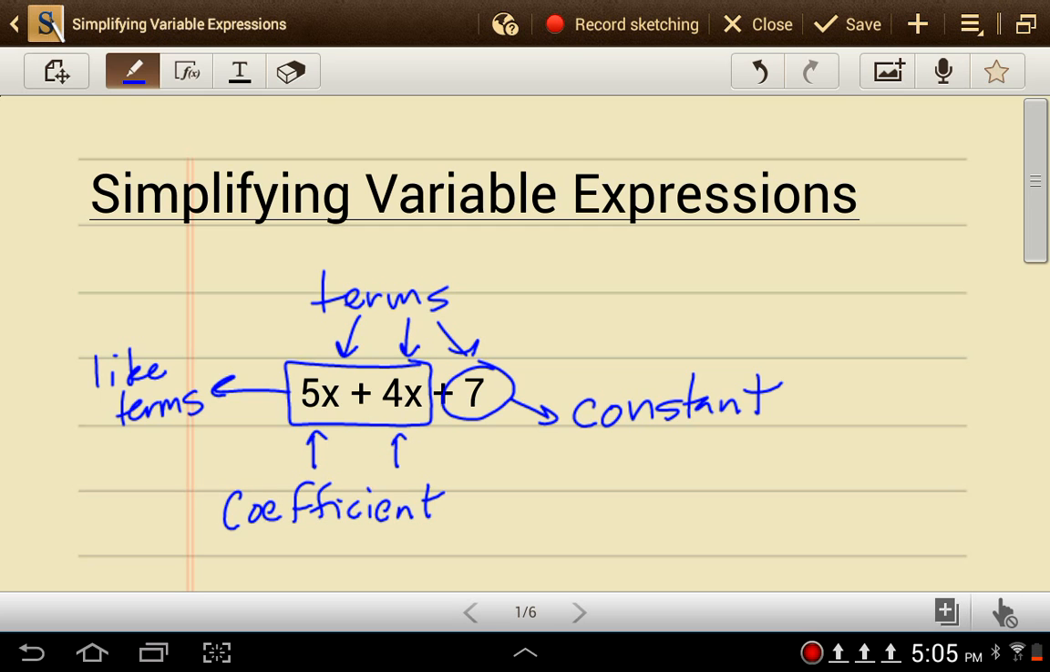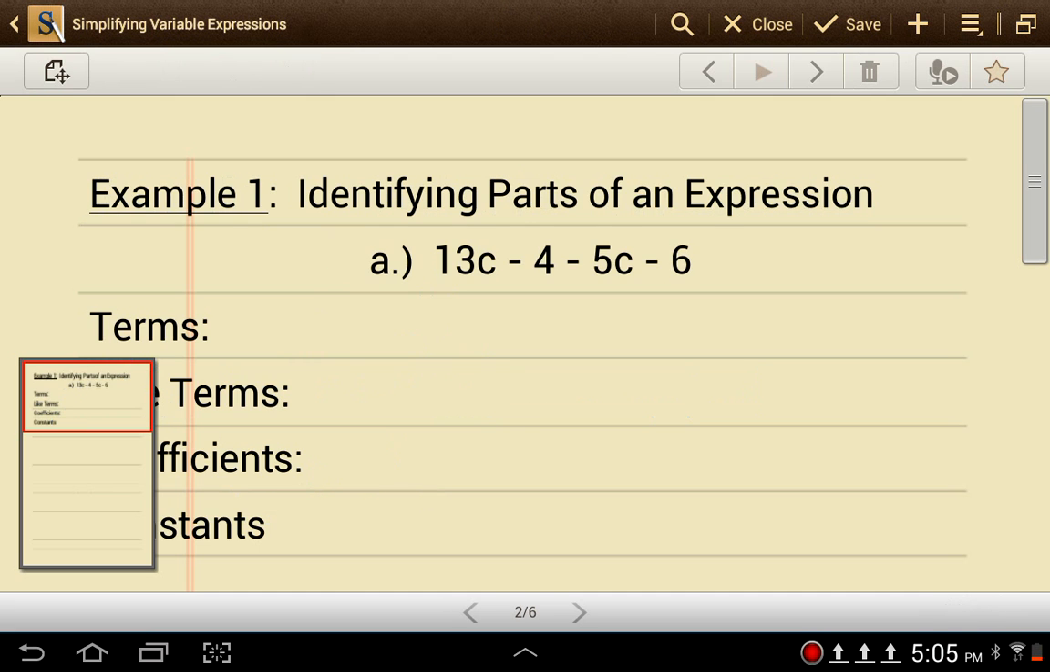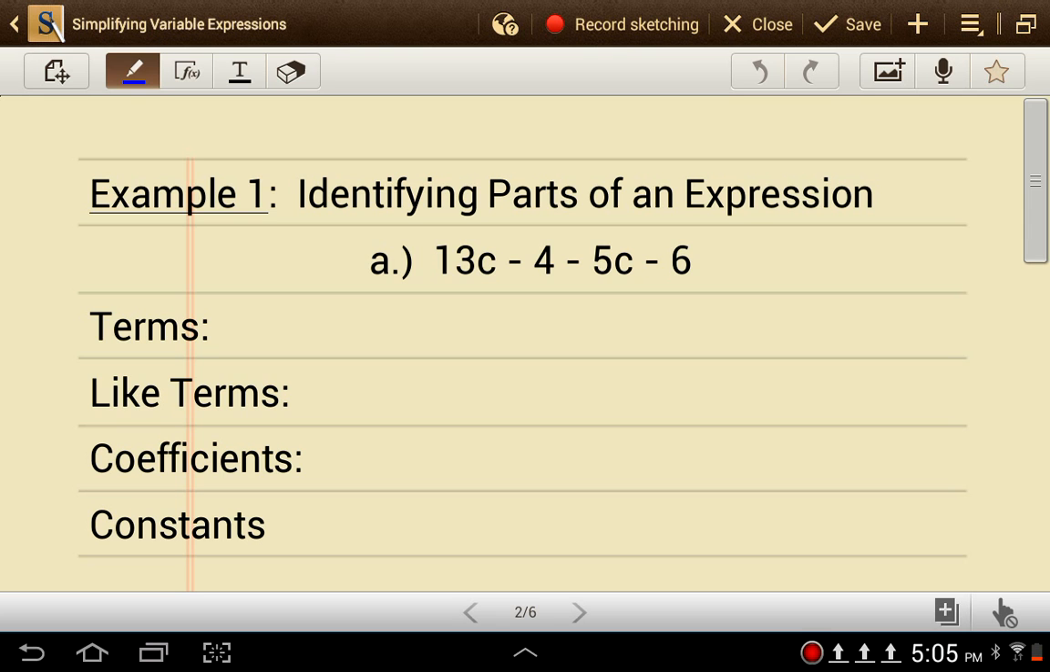All right, those are our beginning definitions. Make sure you are familiar with these words. I'm going to move on to my next slide. In our next slide, we're talking about identifying the parts of an expression. So there are my words: terms, like terms, coefficient, and constants. And we're going to see if we can identify them in an expression.